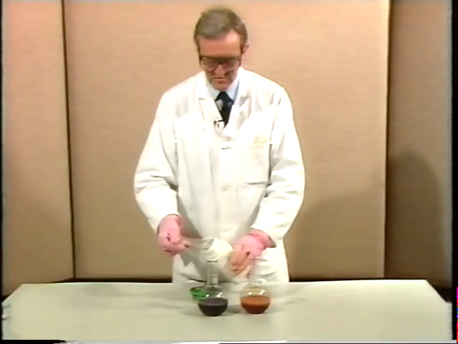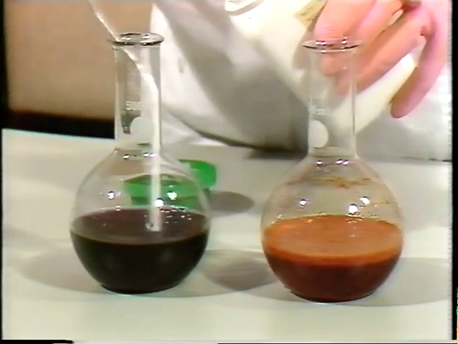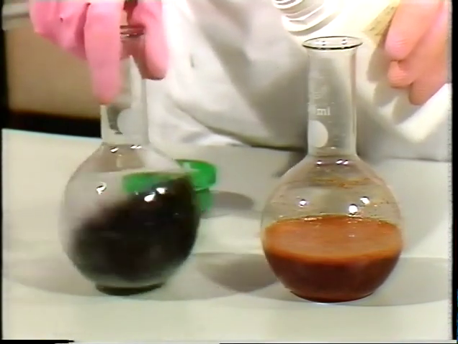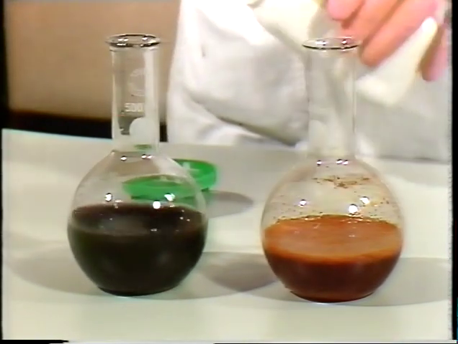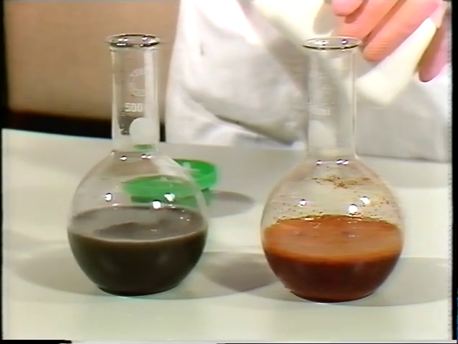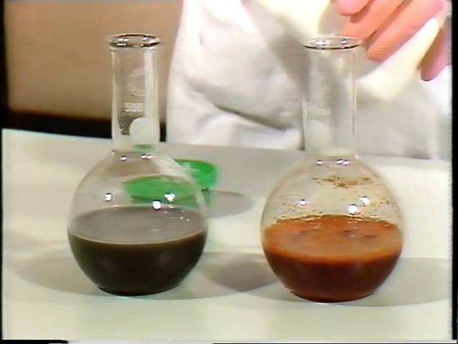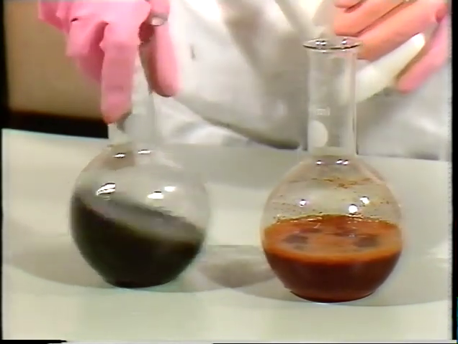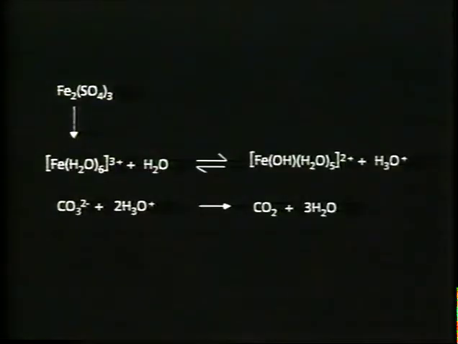Here is chromium 3+ aqueous from chromium 3 sulfate, and we'll add sodium carbonate here, and we shall get effervescence. You can see it effervescing now, and a green precipitate again of the metal hydroxide. These reactions are shown. The carbonate removes H3O+ ions from the equilibrium, and so sends the equilibrium over to the right-hand side.